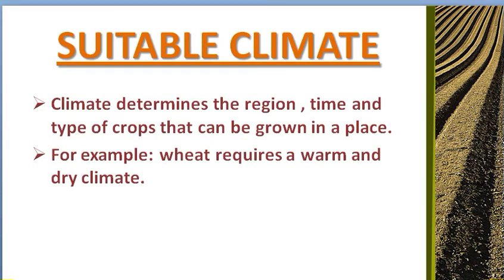Number 1 is suitable climate. Climate, type of land and soil condition affect the crops. Climate determines the region, time and type of crops that can be grown in a place. For example, wheat requires a warm and dry climate.